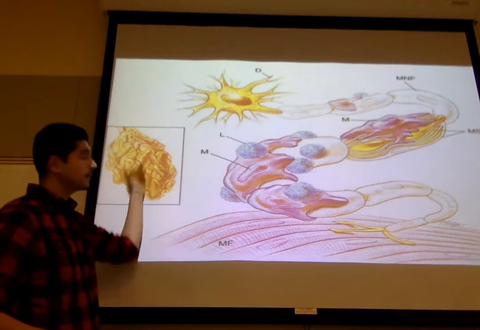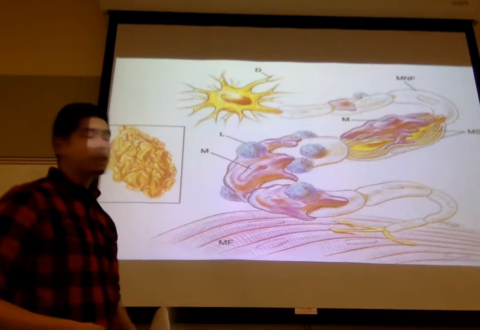And here we have an atelectatic lung unit.